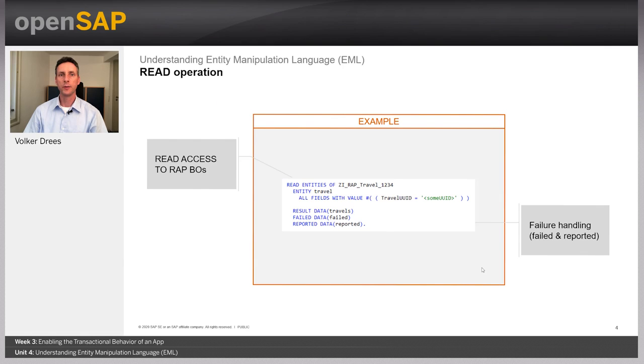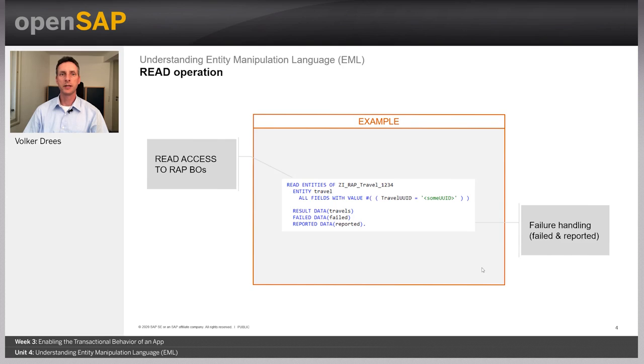The first operation that we will look at is the read operation. It allows to perform a transactional read of business object instances. Transactional read means the read is taking place from the transactional buffer. If the instance is not present in the buffer, it is automatically read into the buffer from the database by the managed runtime. As all EML statements are mass enabled by default, you need to specify a table of keys for which you want to perform the read operation. This allows you to perform the read for a set of instances with a single EML call.